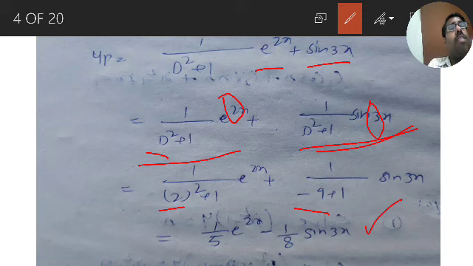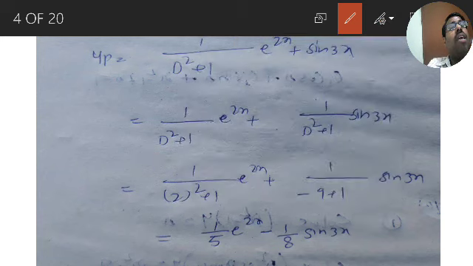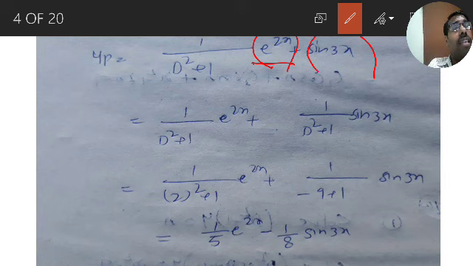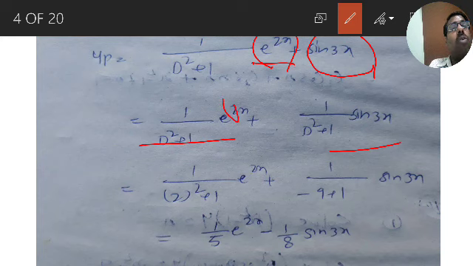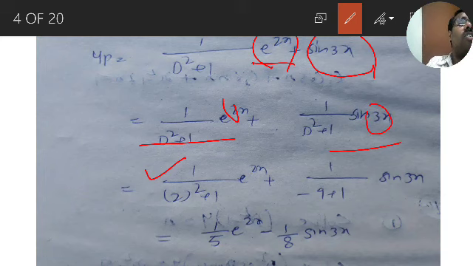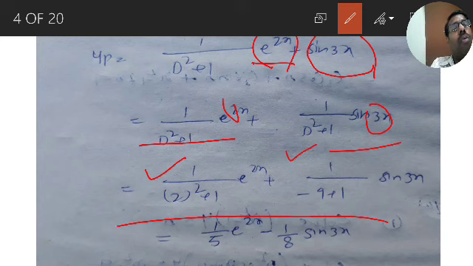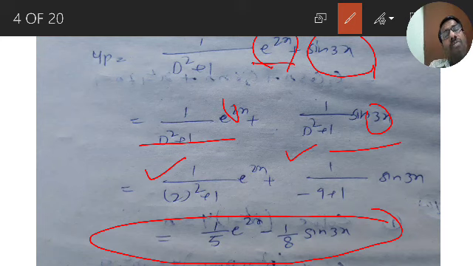Are you getting it? So this is my problem, a combination of methods. You see, the first term is e power of 2x, first method, and sine 3x, second method, separate. At the place of a you have to substitute 2, at the place of d you have to substitute 2, and at the place of d square you have to substitute minus a square. A is equal to 3, a square is equal to 9, minus a square equal to minus 9, so substitute minus 9. So you get yp is equal to 1 by 5 e power of 2x minus 1 by 8 sine 3x. Are you able to get it? So this is my yp.